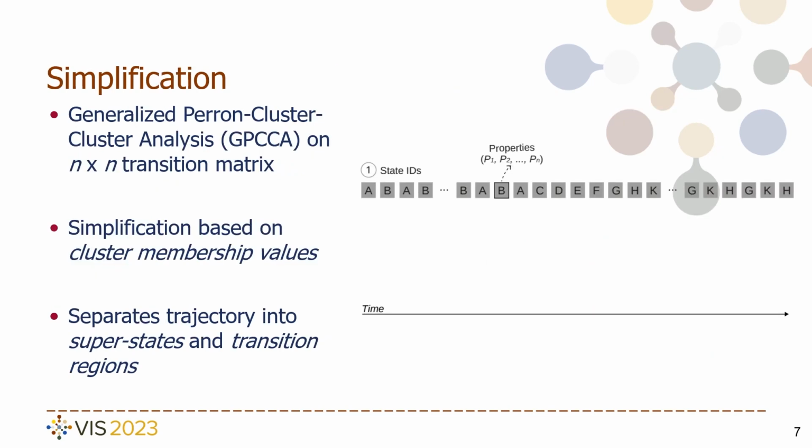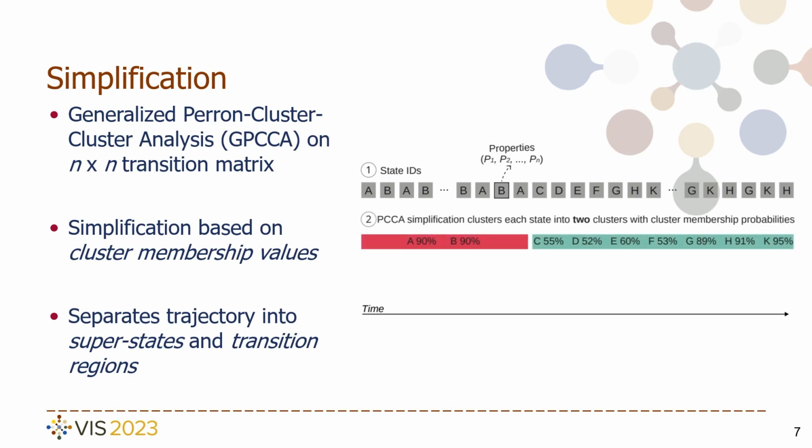We use generalized Perron cluster-cluster analysis, or GPCCA, to simplify the trajectory so that we only focus on its important parts. To do this, MolSieve builds an n-by-n transition matrix that describes the probability of moving from state A to state B. Then, GPCCA clusters states based on the eigenvectors of that matrix and returns cluster membership values, which give the probability of a state belonging to one cluster versus another.